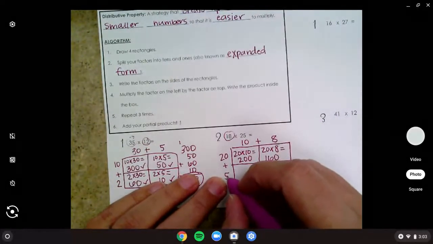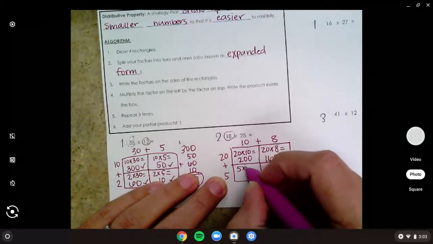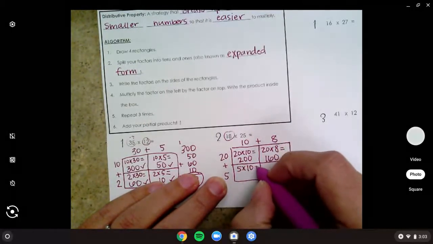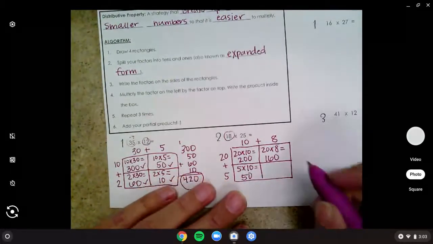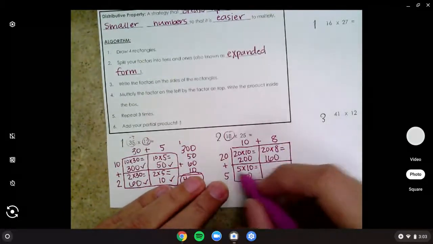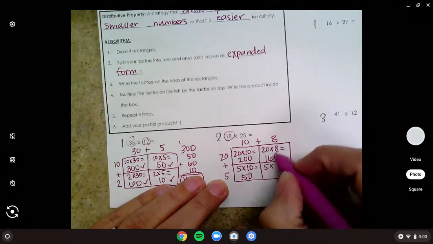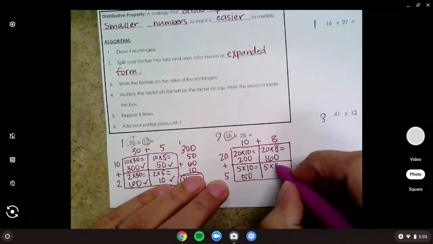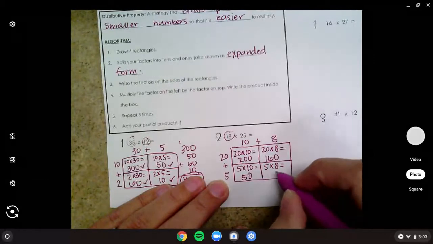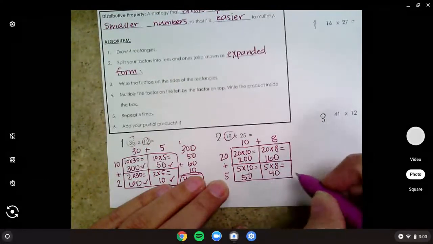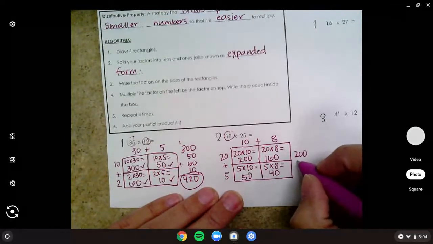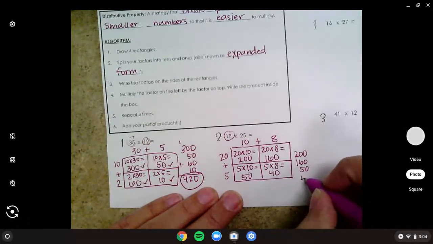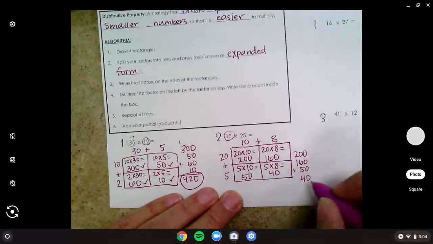I take my number on the left, 5, times what's up top, 10. 5 times 10, we know, is 50. Then I take my number on the left, 5, and multiply it by what's up top, 8. 5 times 8 equals 40. Then I line up my numbers, 200, 160, 50, and 40.